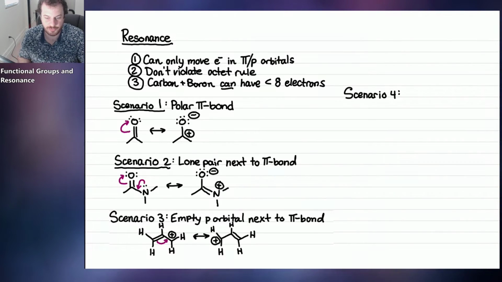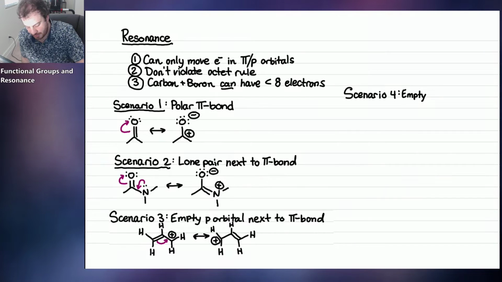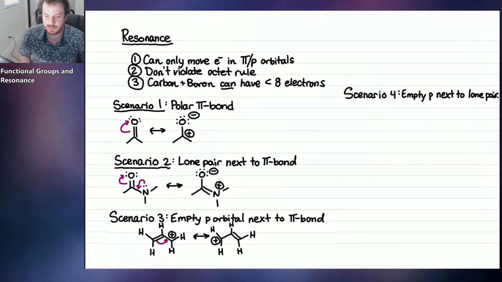Scenario 4 is a little bit more rare. It's an empty p next to lone pair. Empty p next to lone pair. And so let's see what that would look like. Let's do an example with boron, my favorite element.